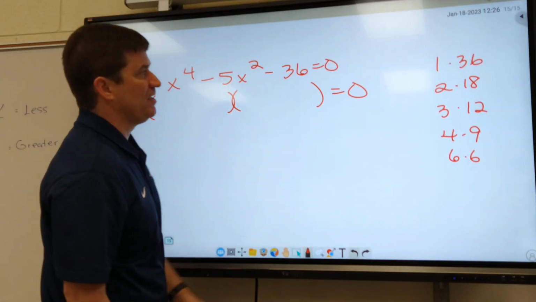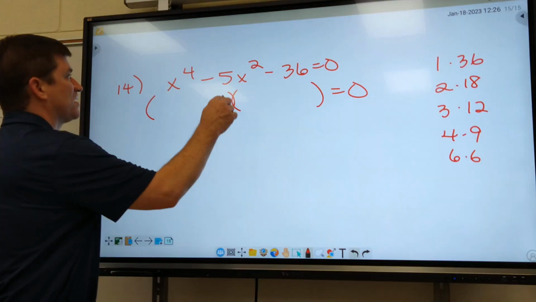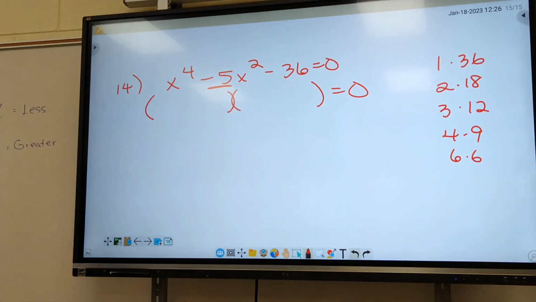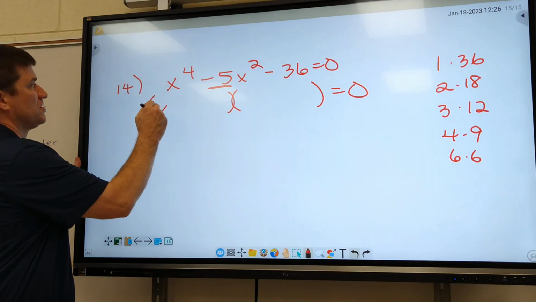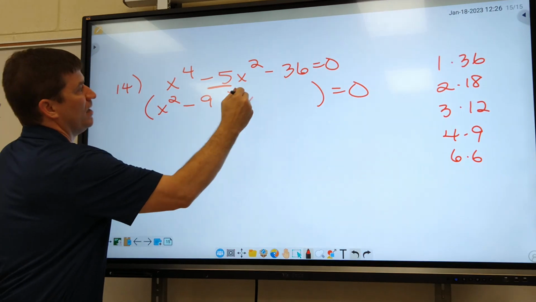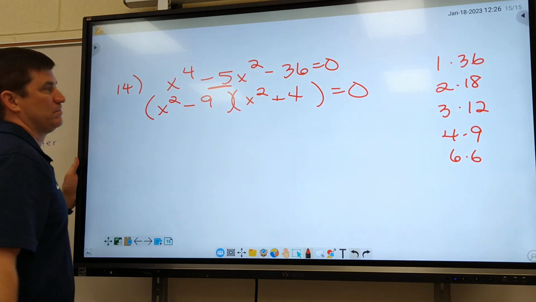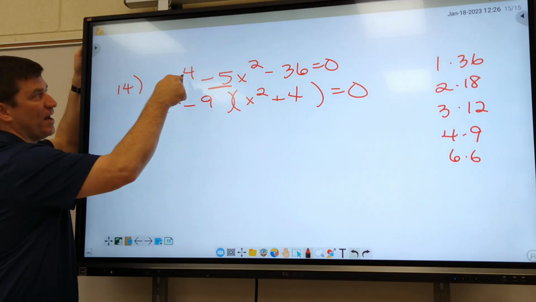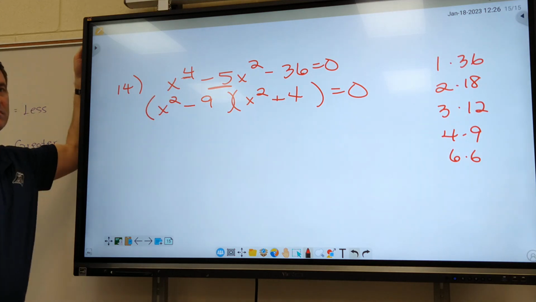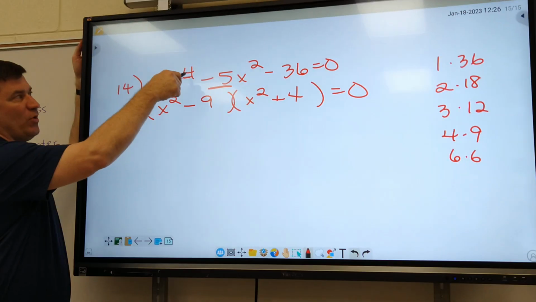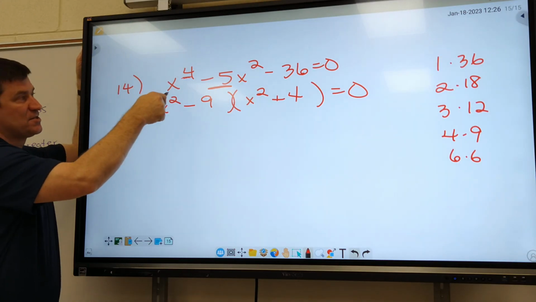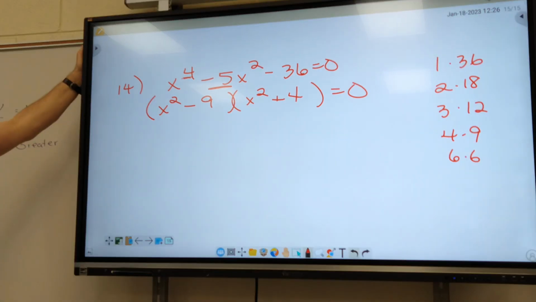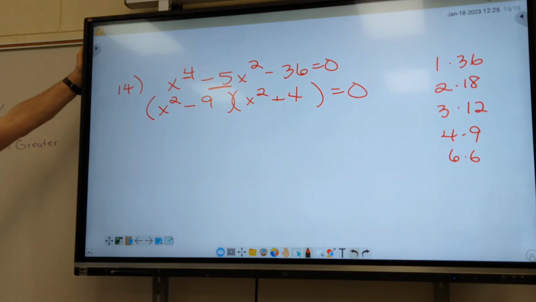All right, so out of these 5 options, which ones can I subtract and get -5? 4 and 9. So I get x squared minus 9 times x squared plus 4. Wait a minute, why do I have x squared and x squared? Because when you multiply them, you've got to get x to the 4th. What if it was x to the 12th power in the front? x to the 6th and x to the 6th, right? And so on.